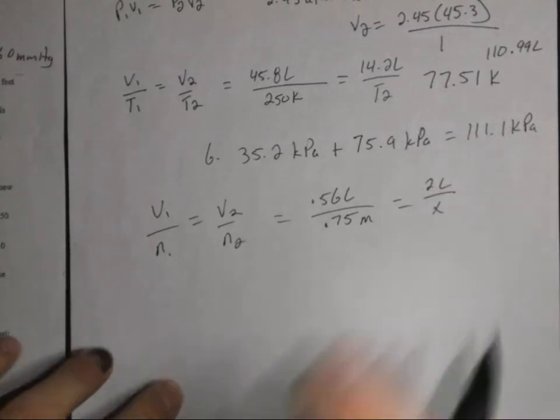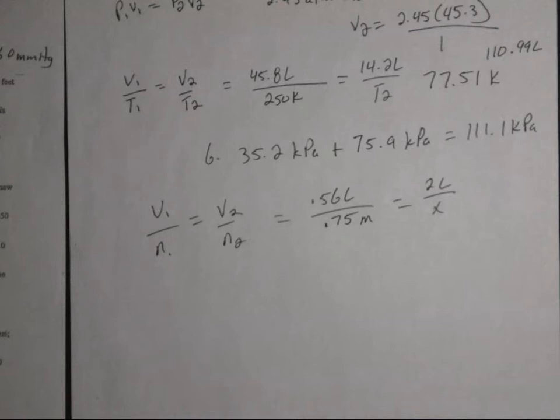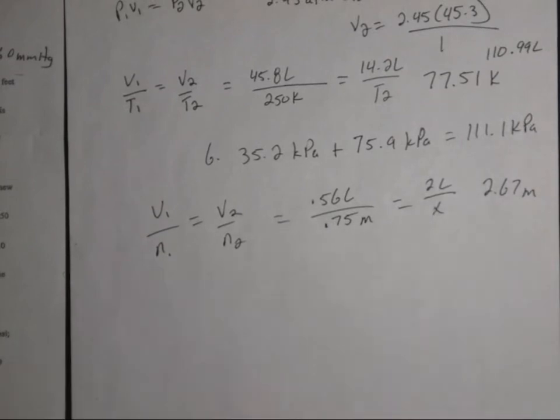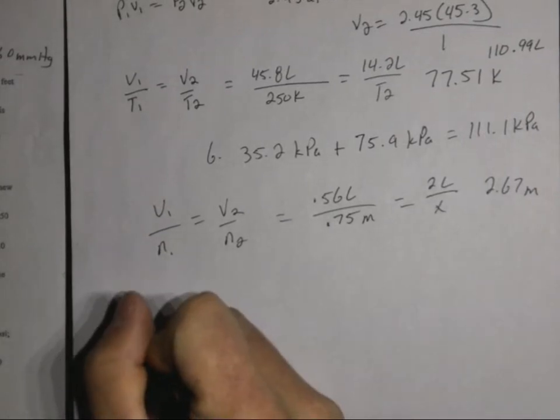So you do 0.75 times 2 and divide that by 0.56. So 0.75 times 2 divided by 0.56 gives 2.67 moles. Sorry, that was a typo. Number 8.